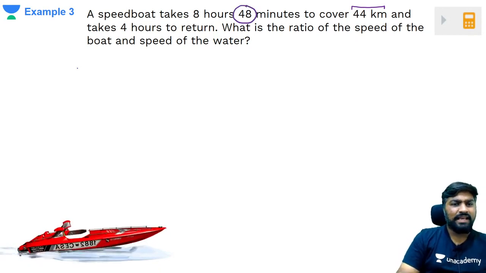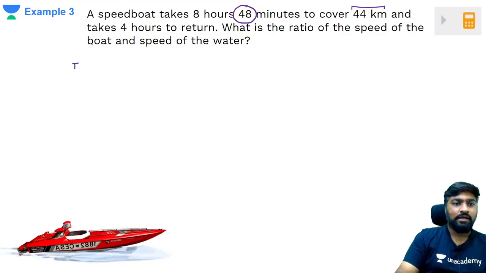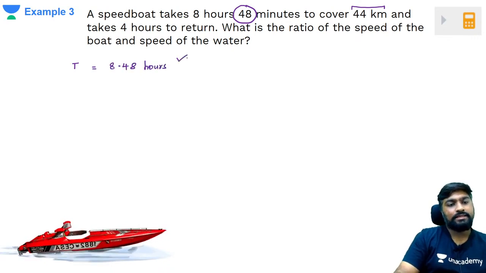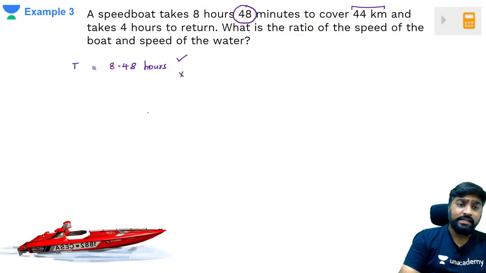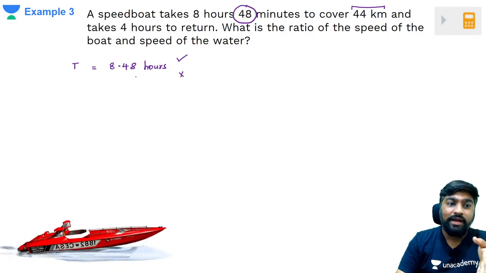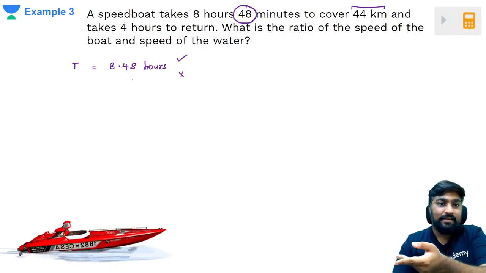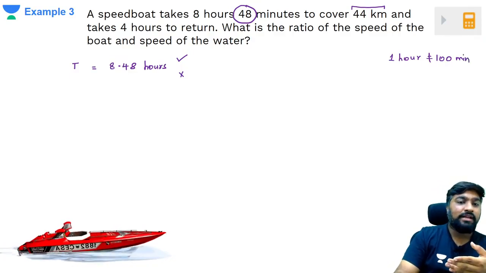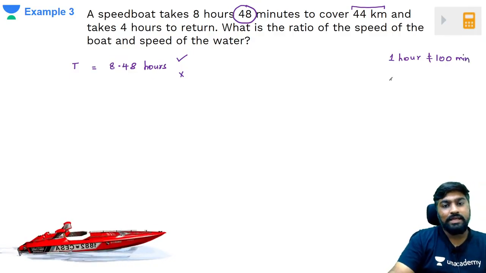The most common mistake is what? Time taken. Time taken is how much? 8.48 hours. Is this right or wrong? Definitely wrong, because 0.48 hours, if you convert it into minutes, becomes 0.48 into 60. Please understand, an hour is not 100 minutes. So you can't directly convert 48 minutes to 0.48 hours. 1 hour is how long? 60 minutes. Please keep that in mind.